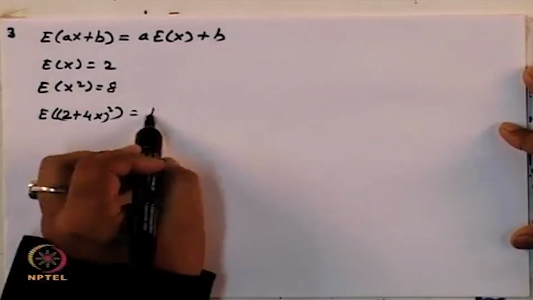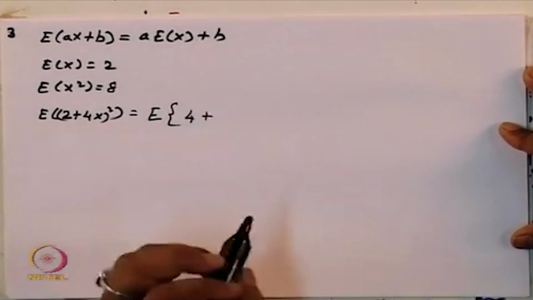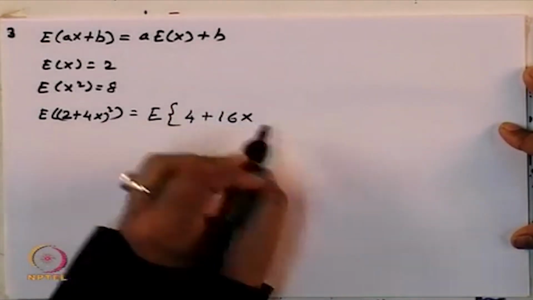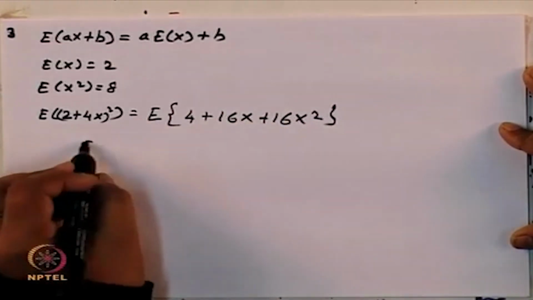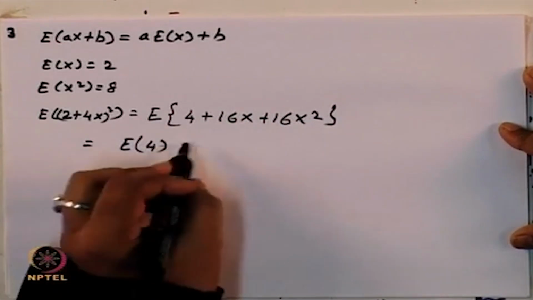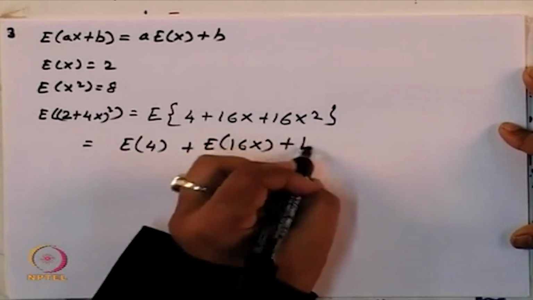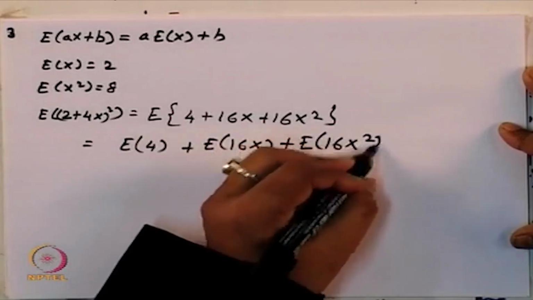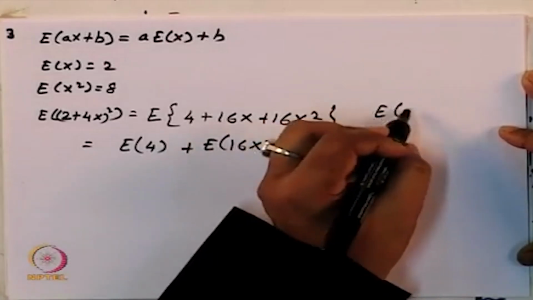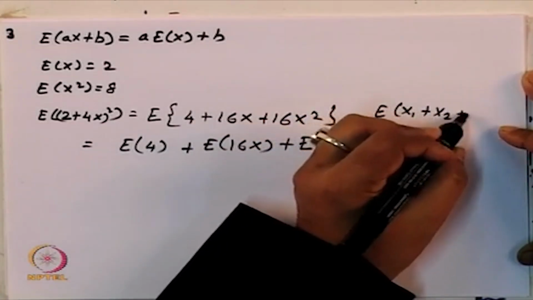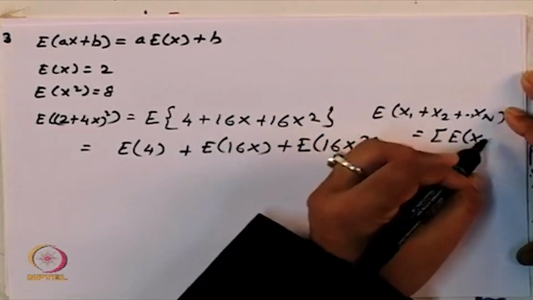What is it? I can expand this expression: expectation of 4 plus 16x plus 16x square. Then I can write expectation of 4 plus expectation of 16x plus expectation of 16x square. Here in this equation I have invoked E of x1 plus x2 plus dot dot xn is equal to summation E of xi.